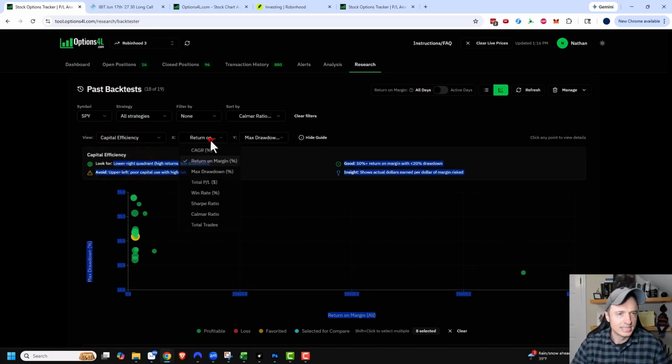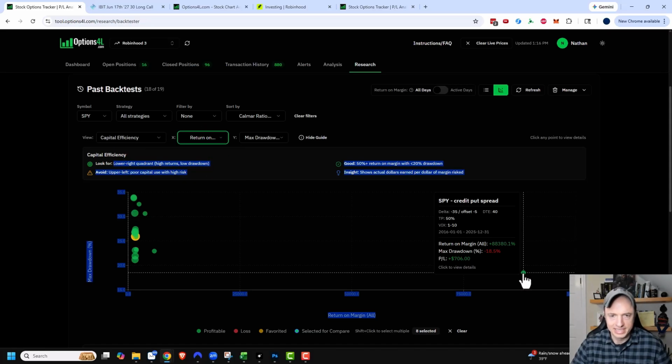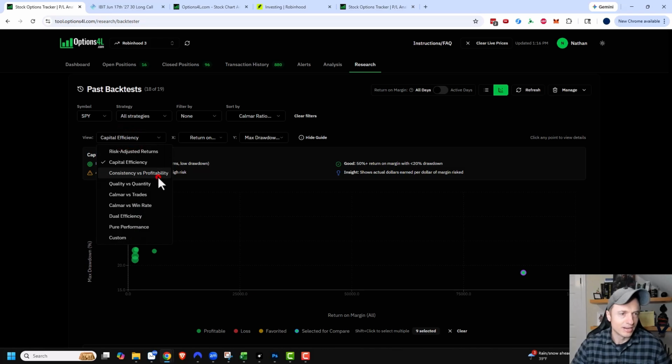Capital efficiency, so that's return on margin versus max drawdown. We got this one way out here. What is this one? And this one has the low VIX between 1 to 10. So I'm just going to select it just to see what shows up. I bet we have like 1 or 2 trades or something like that. And so that probably generated a high return on margin compared to our max drawdown.